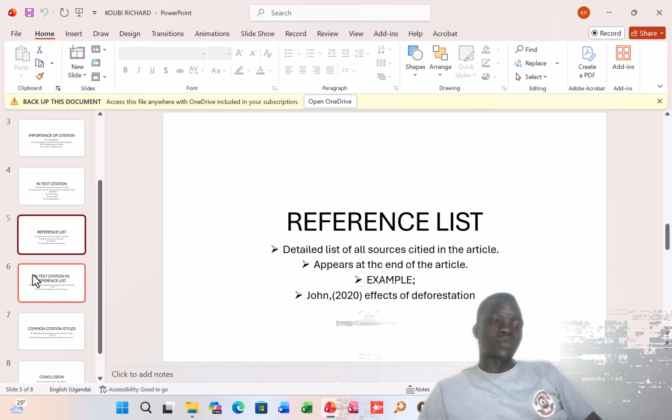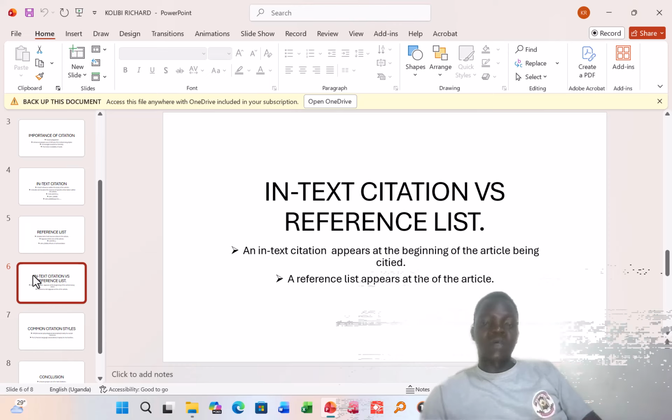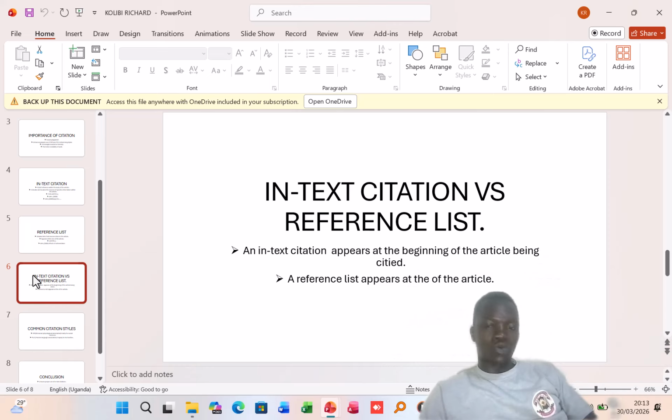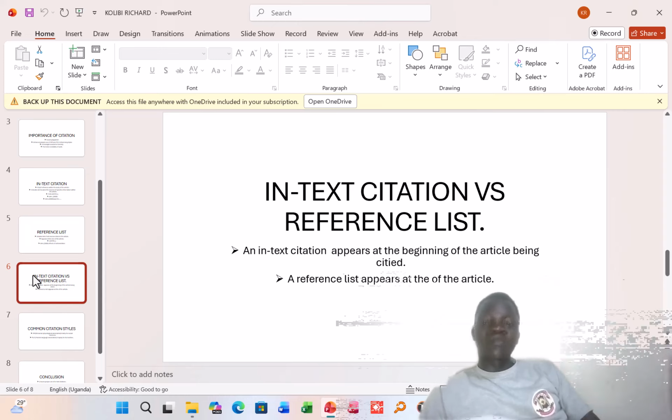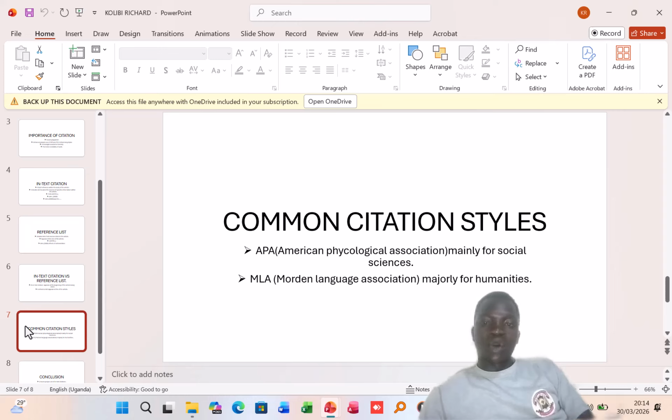From there, we look at in-text citation versus the reference list. An in-text citation appears within the body of the article being cited, whereas the reference list appears at the end of the article, referring to the people who wrote the information for the article. Then common citation styles. APA is the American Psychological Association, mainly for social sciences. MLA is the Modern Language Association, majorly for humanities.